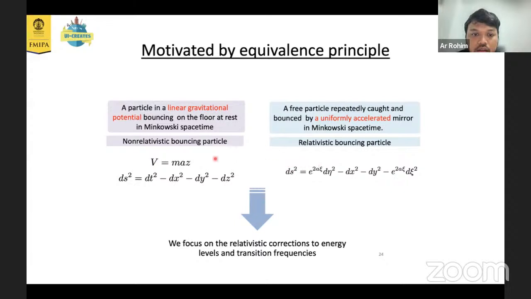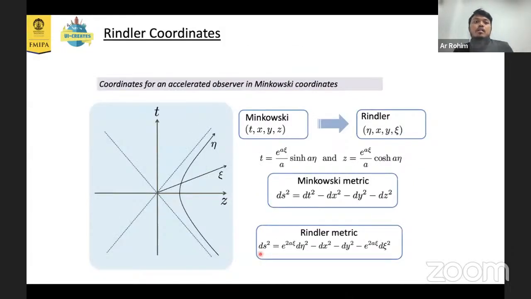And the contribution of the acceleration a here is absorbed in this coefficient, exponential of xz d eta. Okay, and then by comparing these scenarios, we can obtain the corrections to the energy levels and transition frequencies. Okay, and then what are the Rindler coordinates? Rindler coordinates are coordinates for an accelerated observer in Minkowski spacetime. The Minkowski coordinates are given by t, x, y, z, and in Rindler we have eta, x, y, and z.